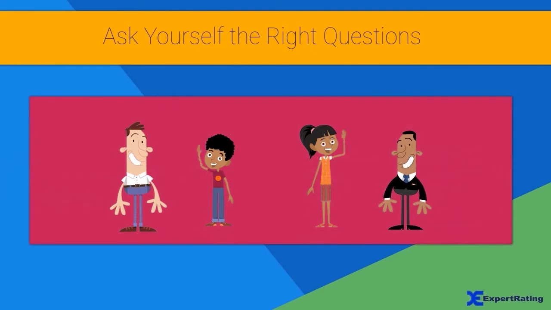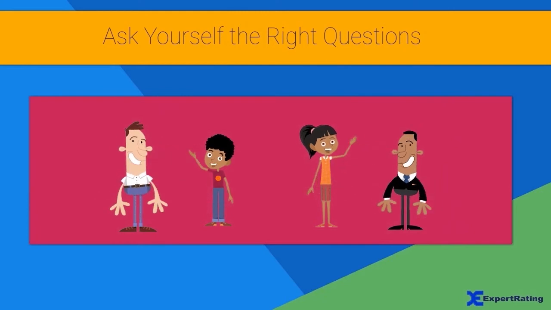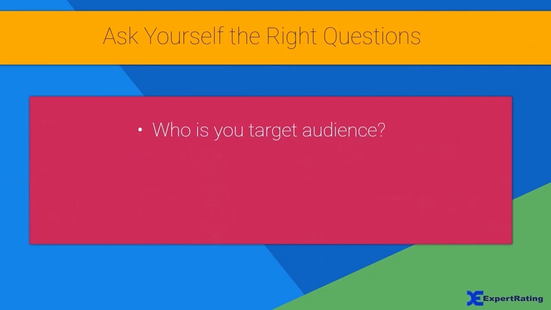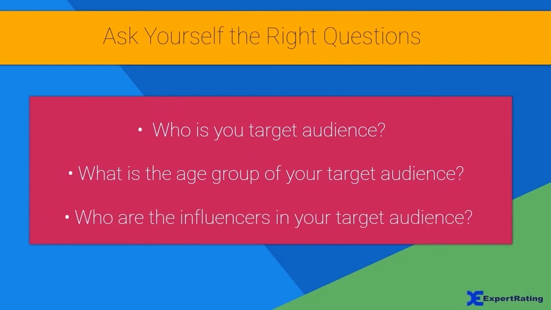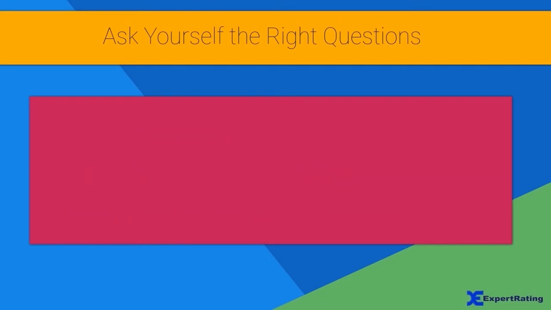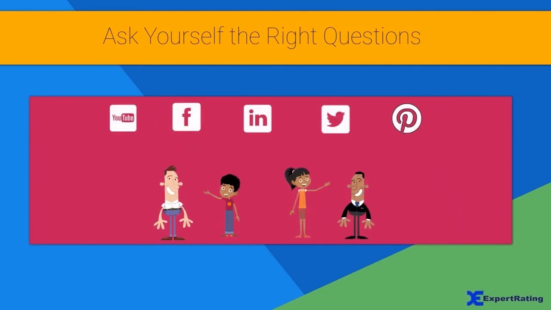We all have the need to communicate. Social media is all about engaging in the conversation. A few questions to ask yourself when engaging with potential customers on a social platform are: 1. Who is your target audience? 2. What is the age group of your target audience? 3. Who are the influencers in your target audience? Having the ability to answer these questions will help determine which direction a company should engage with social media platforms.